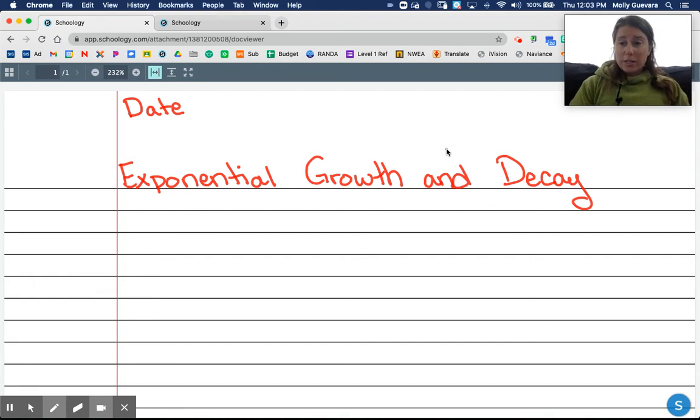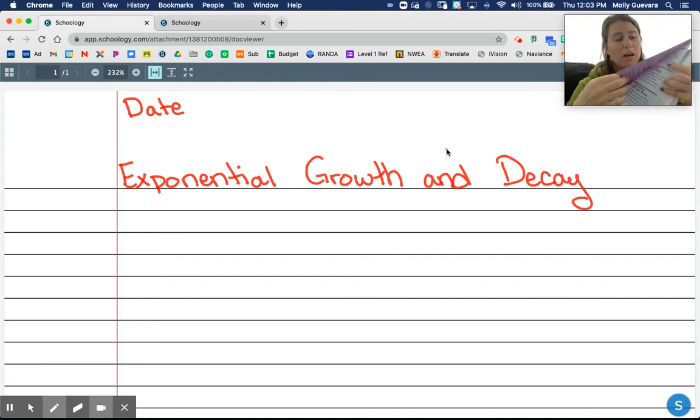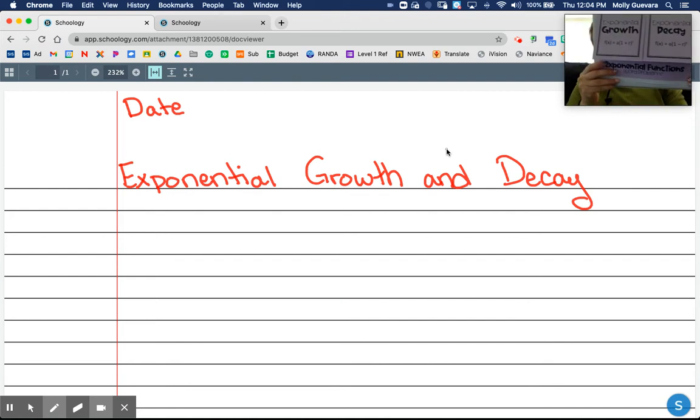We are going to be making a foldable. It's this one that says exponential growth and exponential decay on it. So you're going to want to tear this out, and it should have a backside like so. Then you're not going to fold it quite in half, and you don't have to cut around the outside or anything. You can just leave it as the full sheet.